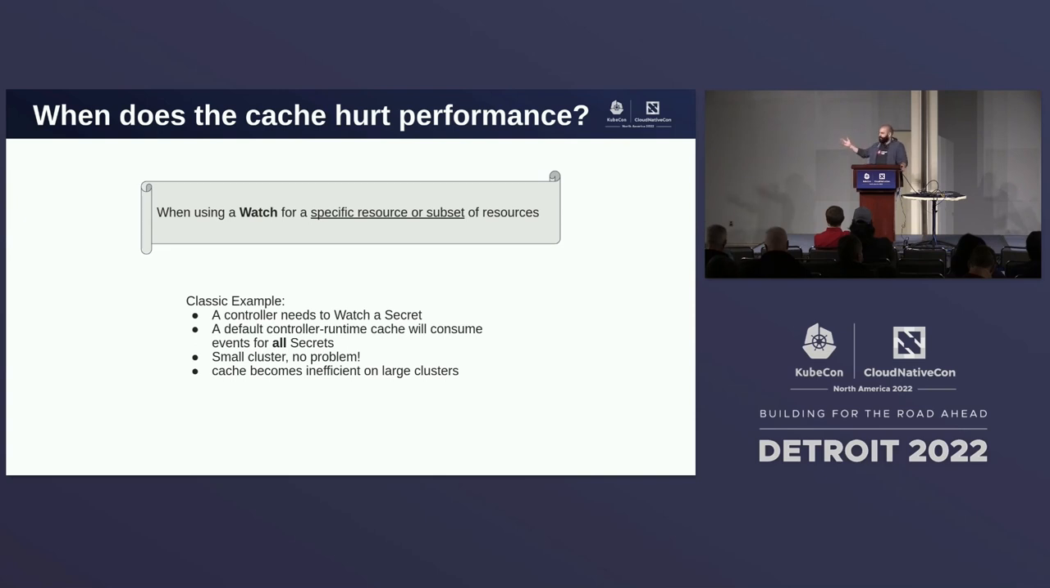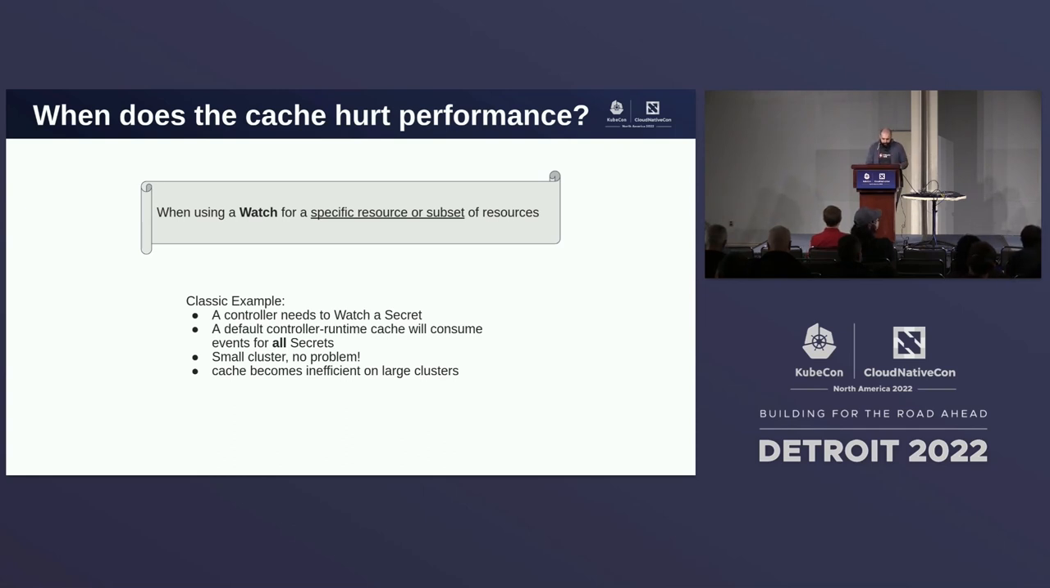Well, here's how you end up in this scenario. Let's say that you've got an operator that is watching a secret. Let's say that it has a database password or something. So, of course, if that secret changes, if the database password changes, you are going to have to restart some things. So you do need to watch for that secret. But out of the box, and this may not be noticed on a small development cluster, that cache is now watching all secrets. And so if you now take that operator and put it on a large cluster with 10,000 secrets, every single time that any of those secrets change, you are consuming those events, and it is expensive.